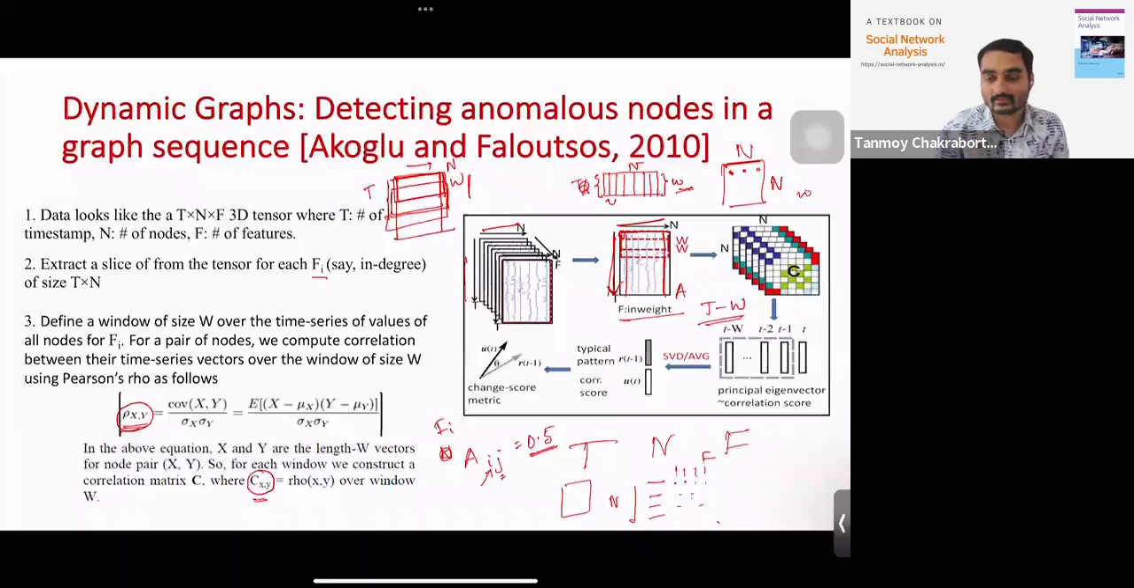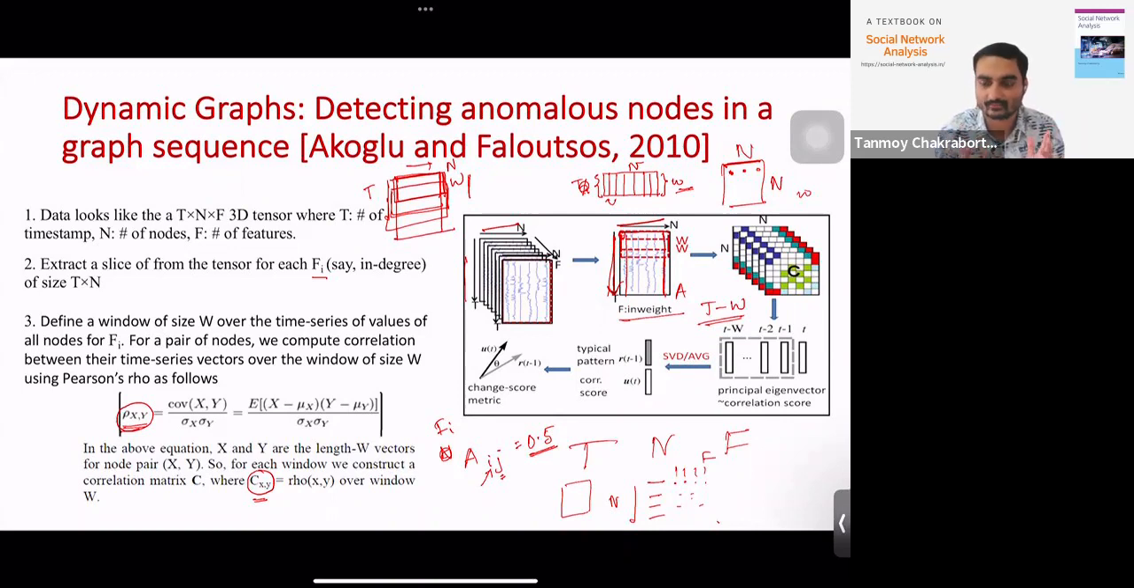Now what does it indicate? This correlation matrix at every W basically indicates the correlation between two nodes, whether they are similar with respect to their ego network structure. Now again, it is difficult to analyze a matrix, right? What we can do is essentially get a summary of the correlation matrix.